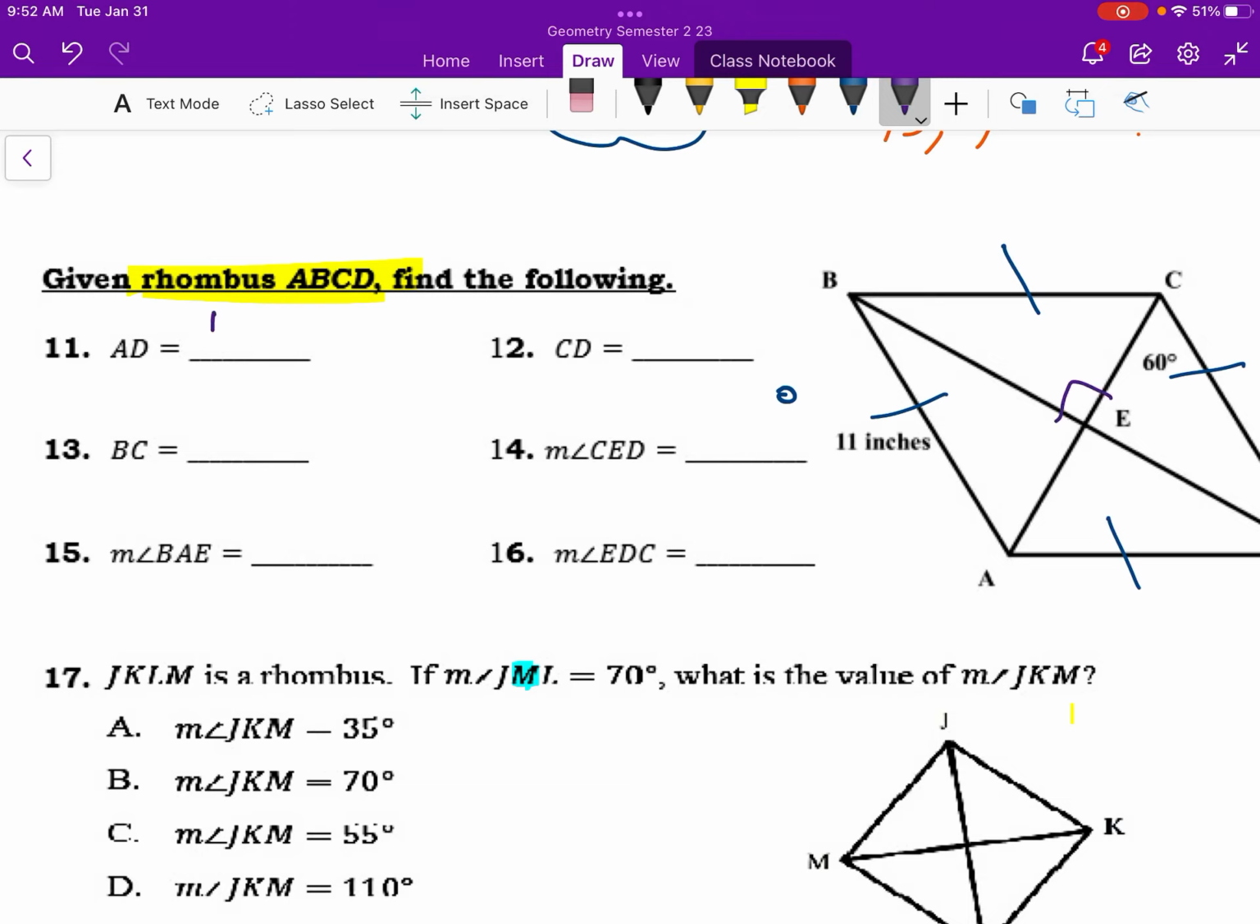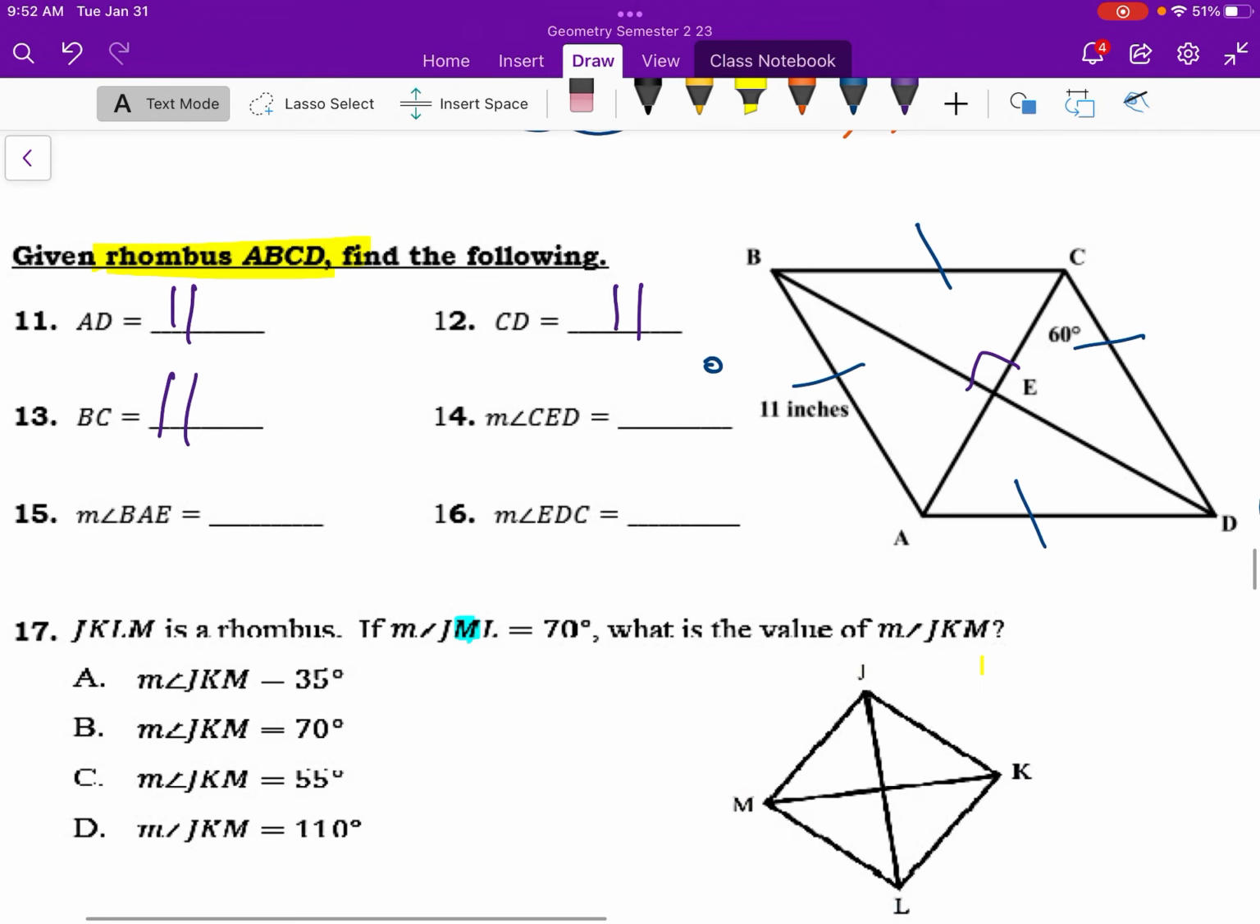So AD is 11. BC is 11. CD is 11. Bada bing. Here we go. All the sides are congruent. Therefore, they're all 11. CED. So CED is this one right here. Okay. Well, I know that diagonals are perpendicular in a rhombus. So CED is 90 degrees.